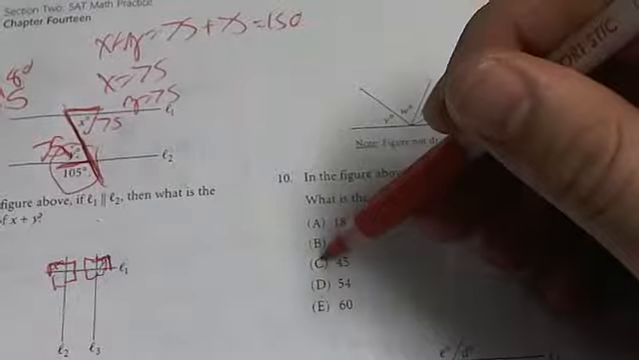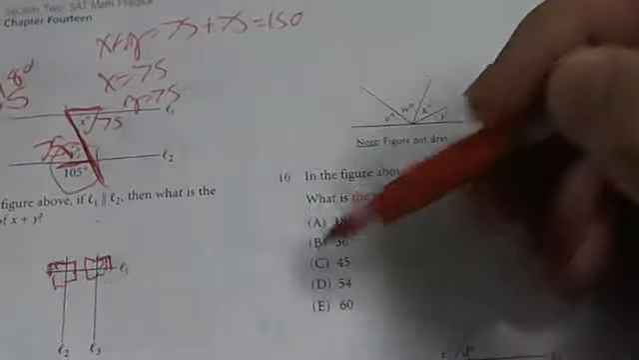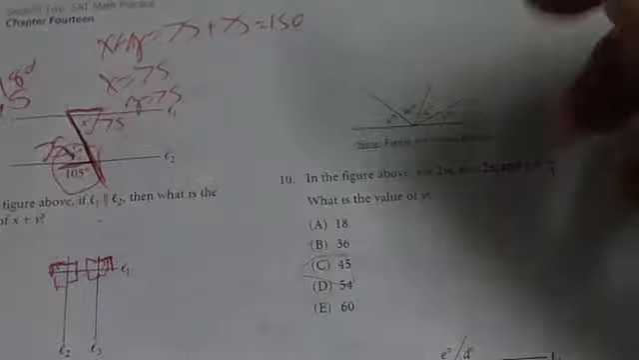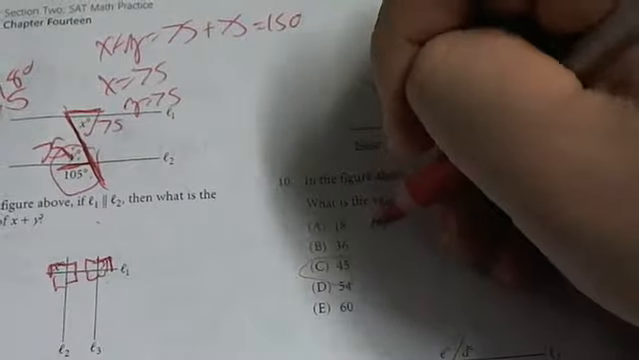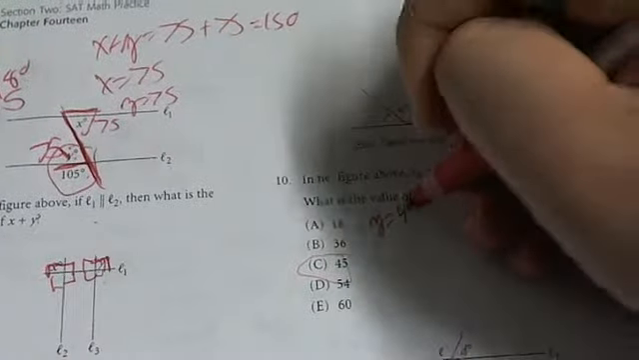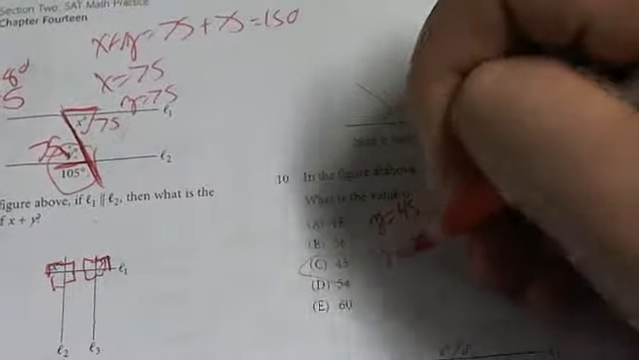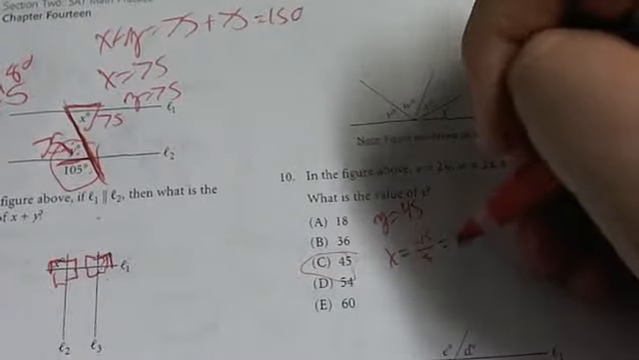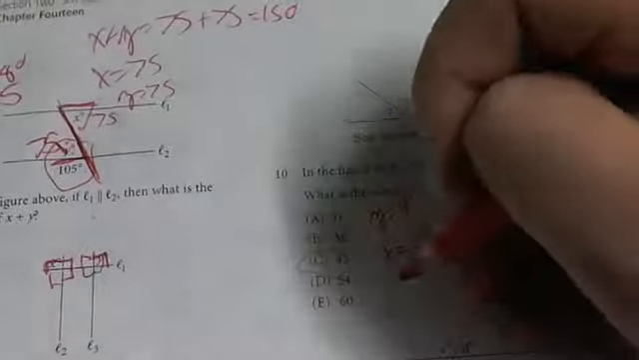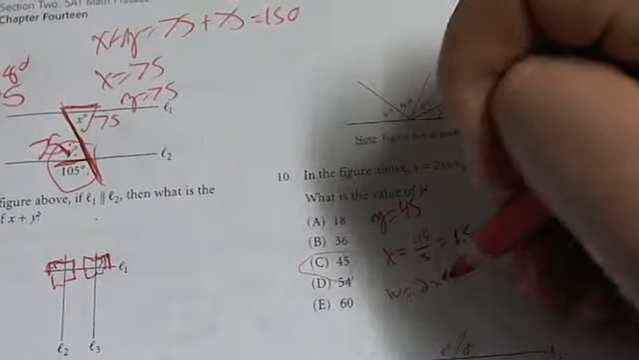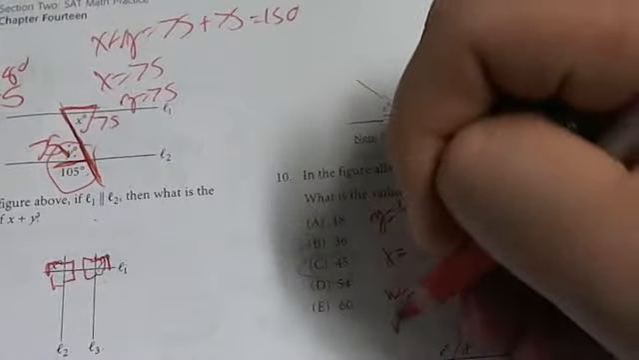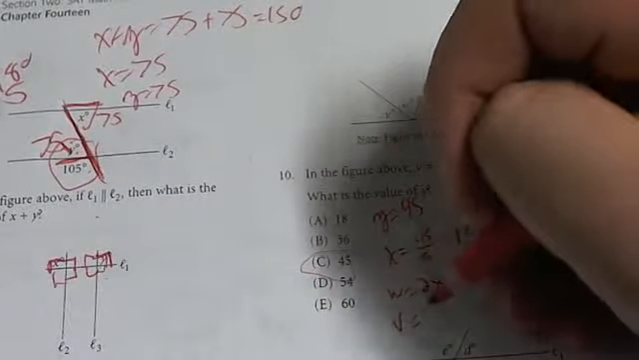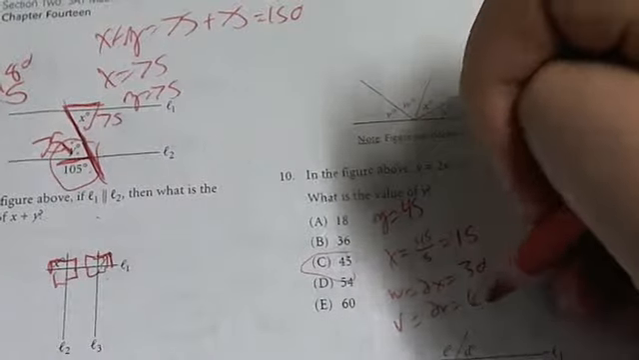So let's just start off. Again, when you're using your answers, you have to start off with the middle number. So you start off at C. If Y is equal to 45, then X is equal to 45 over 3, which is 15. If X is 15, W is equal to 30. If W is equal to 30, then V, which is 2W, is equal to 60.